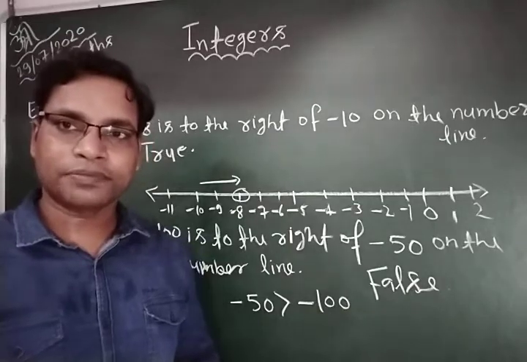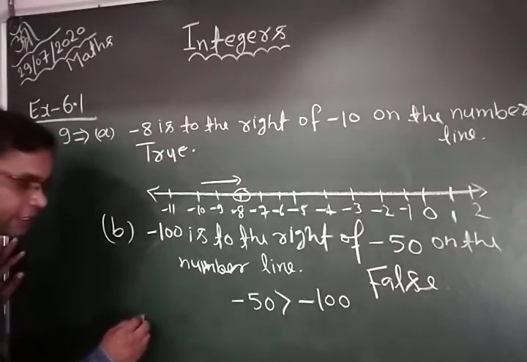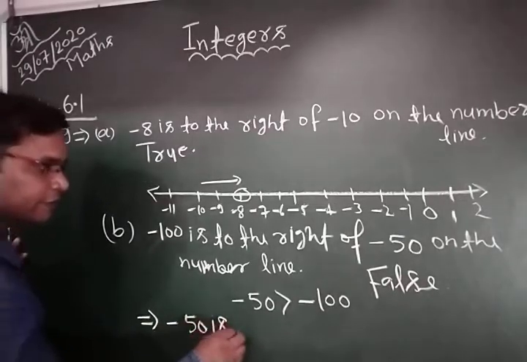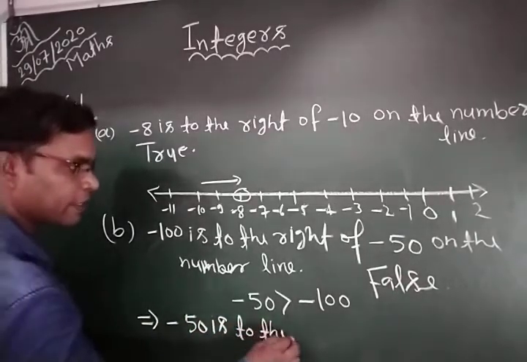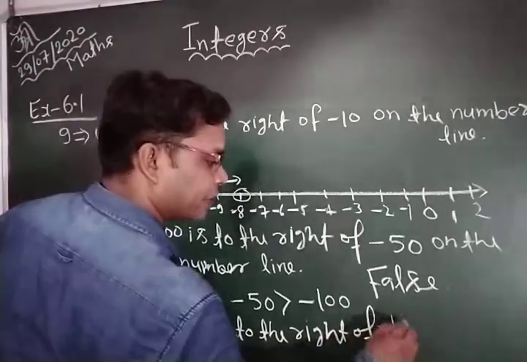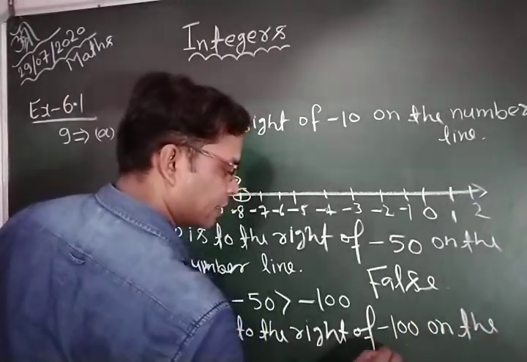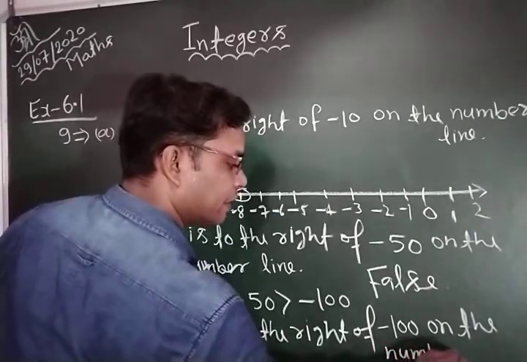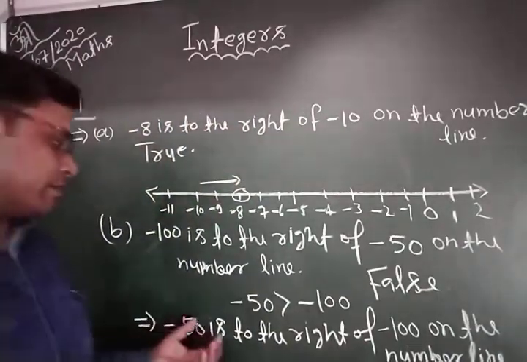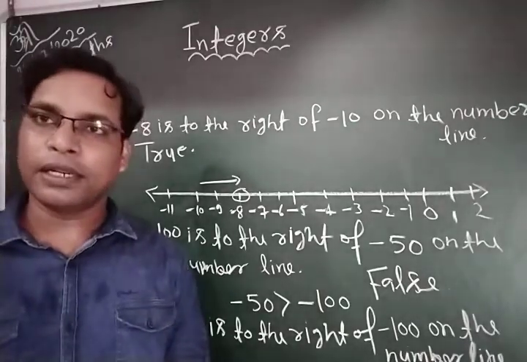The right statement is that minus 50 is to the right of minus 100 on the number line. Clear? Minus 50 is to the right of minus 100 on the number line.